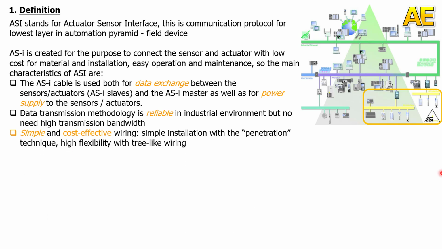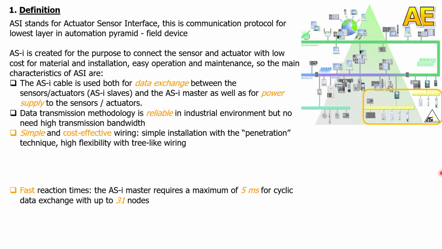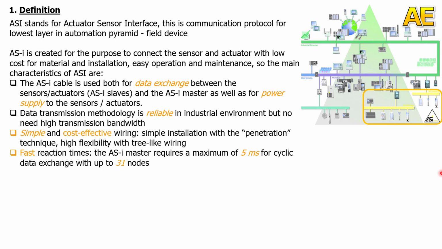And the third one is about simple and cost-effective wiring. This is about the wiring. The simple installation with the penetration technique, high flexibility with the 3-line wiring. And the next one is the fast reaction time. The ASI master requires a maximum of 5 milliseconds for cyclic data exchange with up to 31 nodes.